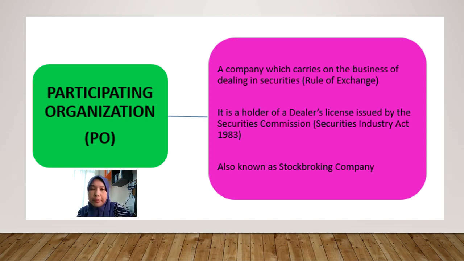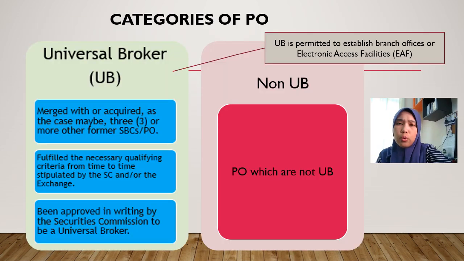Okay, so PO is a company which carries on the business of dealing in securities. This is under the rule of the exchange. PO must be a holder of the dealer's license issued by the Securities Commission under the Securities Industry Act 1983 (SICDA), also known as a stockbroking company or SBC. Under PO, we have two categories: number one is universal broker or UB, and then non-UB.